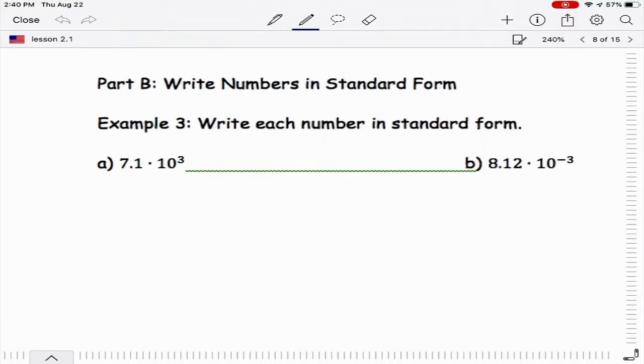All right, part B. Write each number in standard form. 7.1 times 10 to the third power. So now we're doing the opposite, right? Before they gave us a standard number and we had to convert to scientific notation. Now they're giving us a number in scientific notation and we got to go back into standard form. Standard form is like the typical number that you're used to. 7.1 times 10 to the third power.